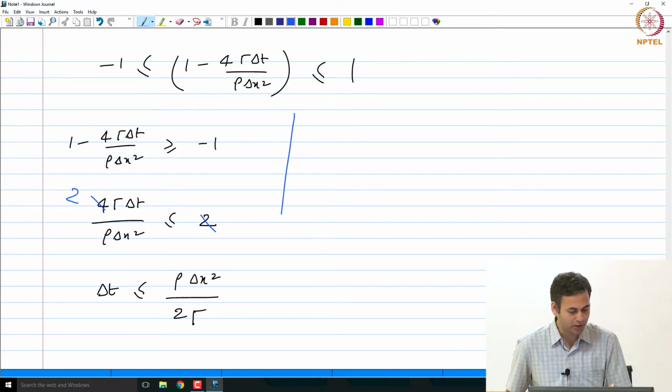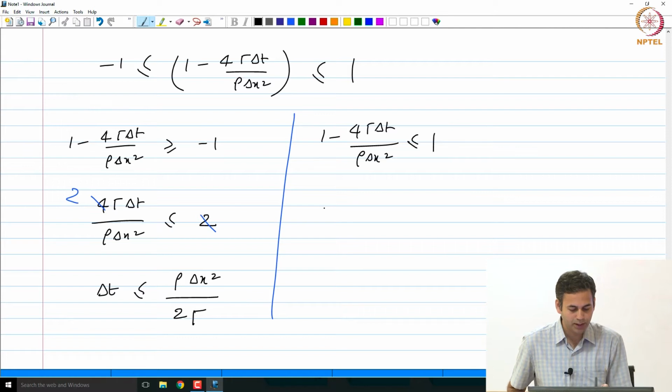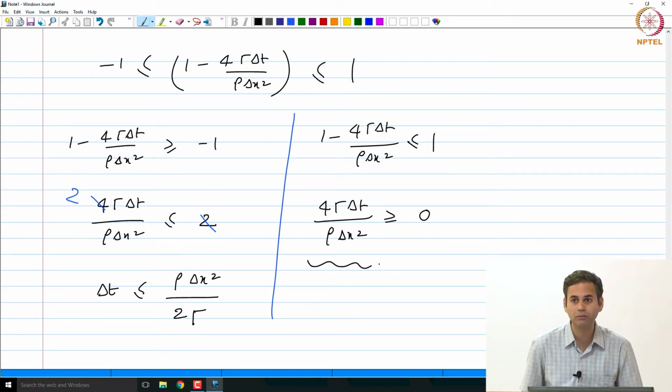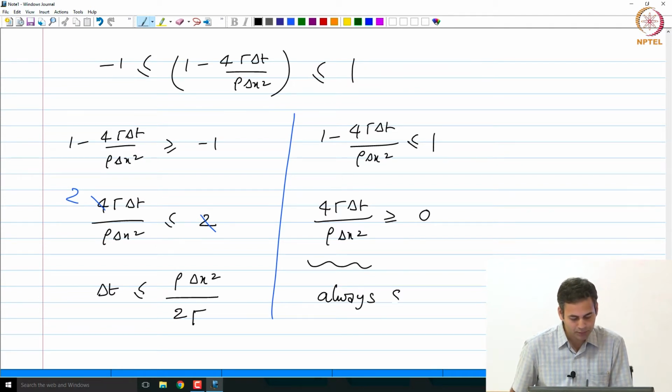Okay. That is from the first condition. What about from the second condition? That is 1 minus 4 gamma delta t by rho delta x square less than or equal to 1. This would tell us 4 gamma delta t by rho delta x square is greater than or equal to how much? 0. That means delta t should always be positive, right. This will be the case always, right, because your delta x is positive, gamma is positive. So, this is always satisfied.